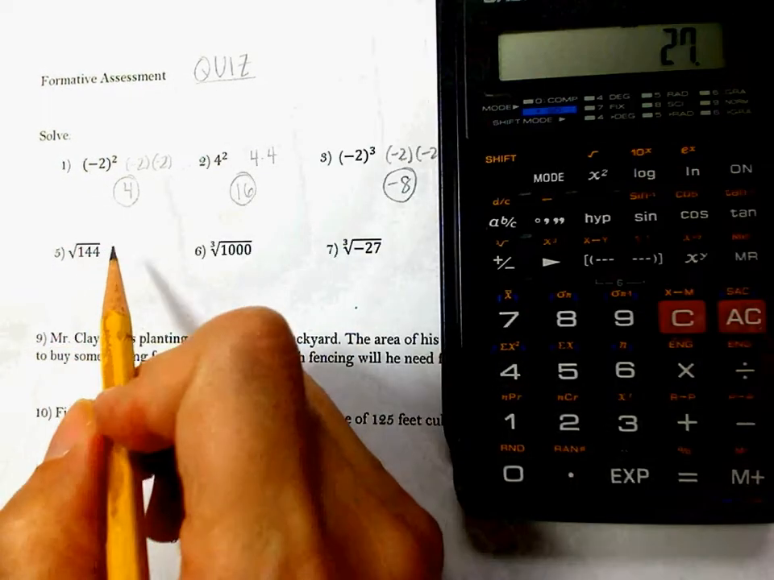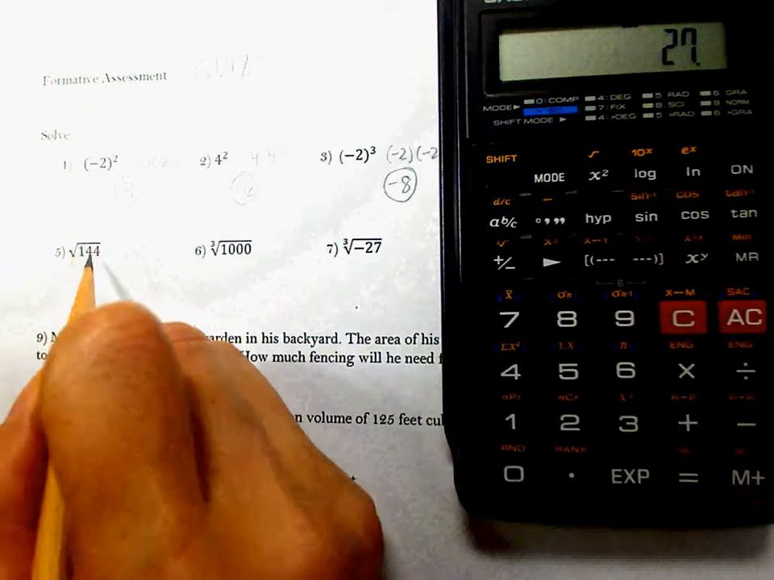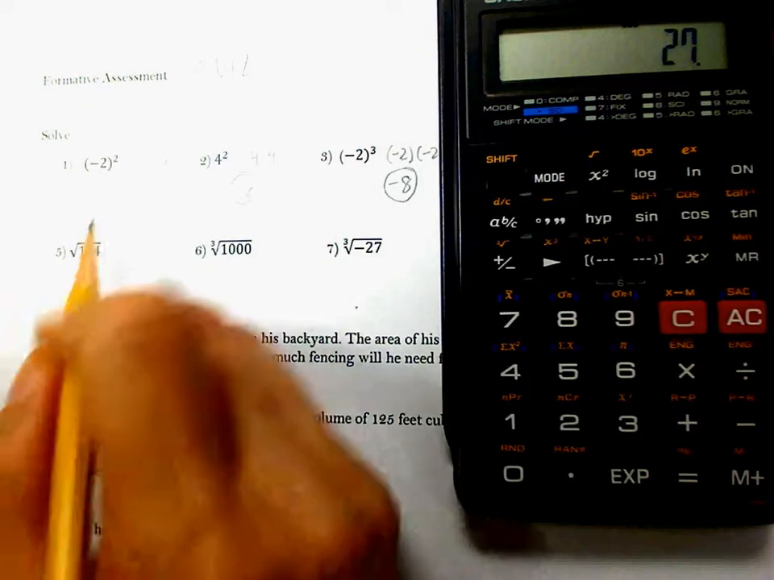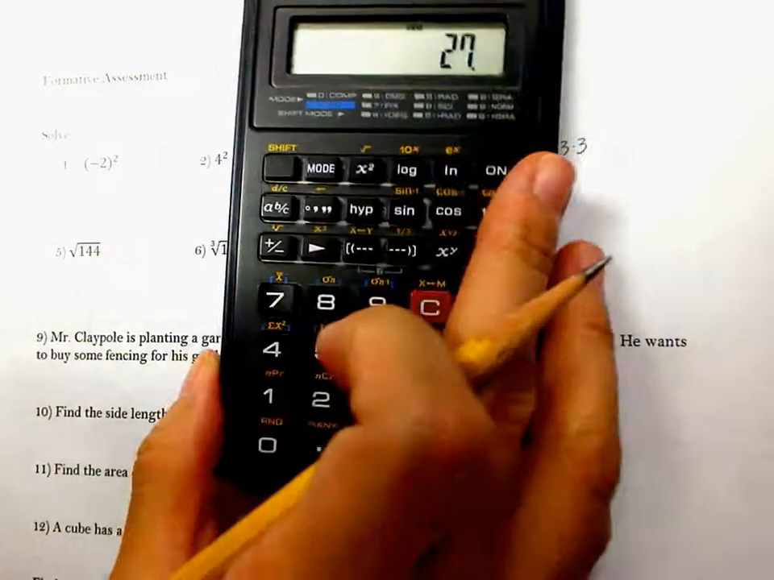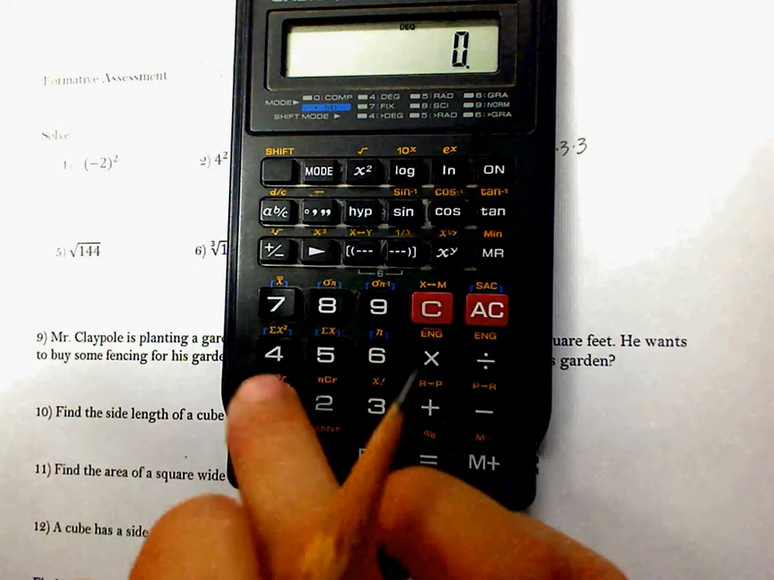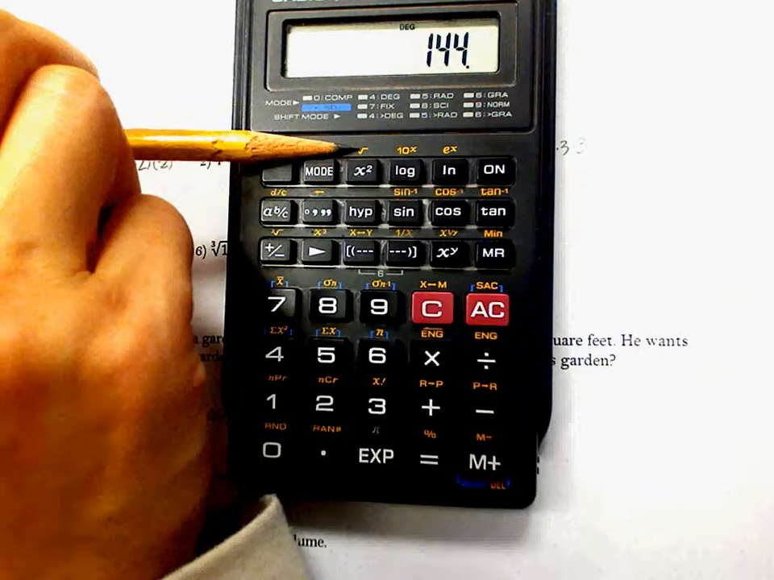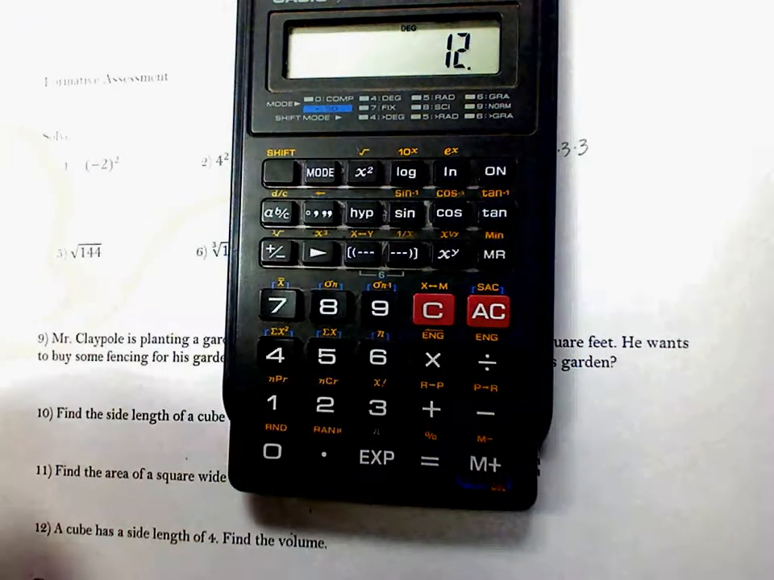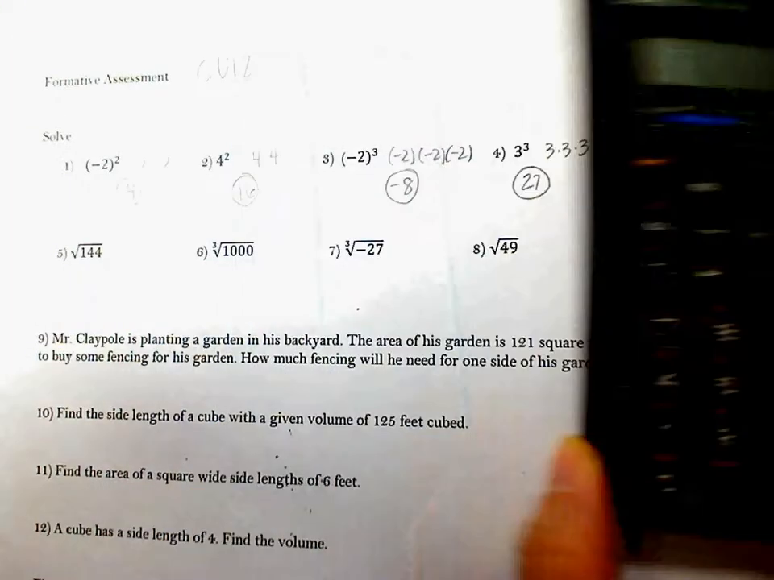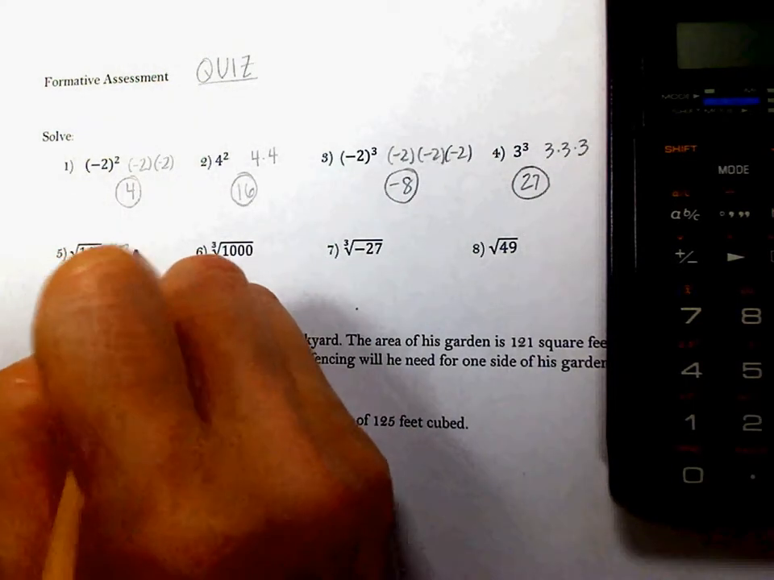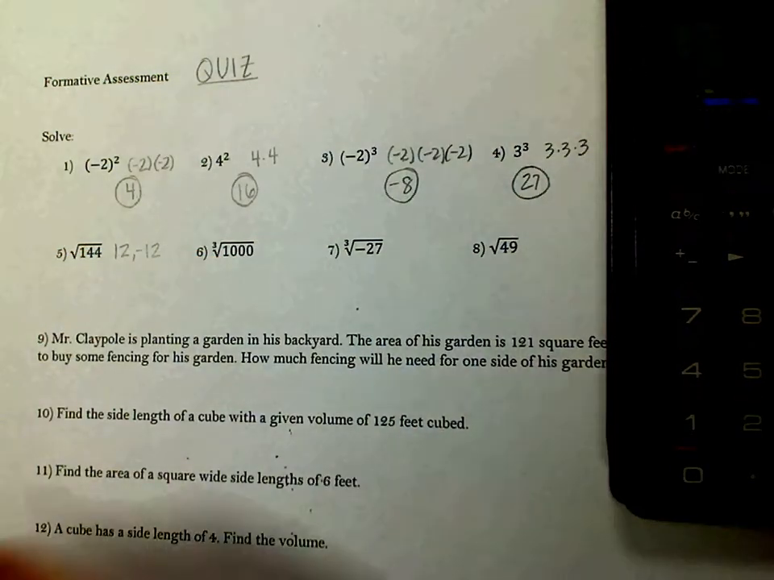Now here we're getting to square roots. So remember, square roots always have two answers, positive and negative. If you take the square root of 144 in the calculator, you see right here the yellow square root symbol, shift x squared, it gives you 12. But what it won't give you is the negative version of it, so you need to write both.